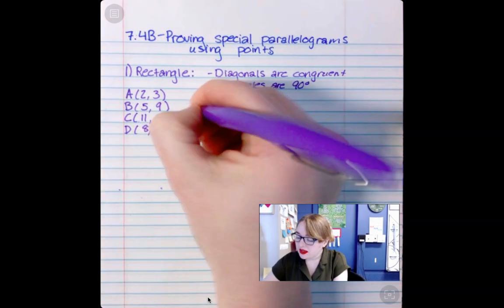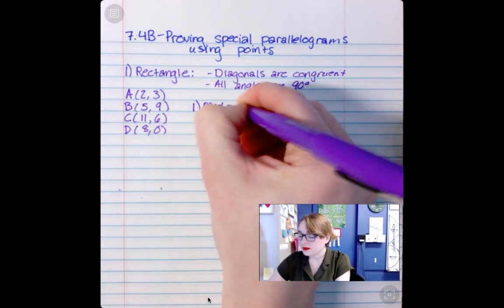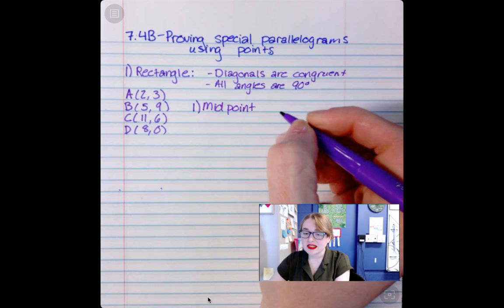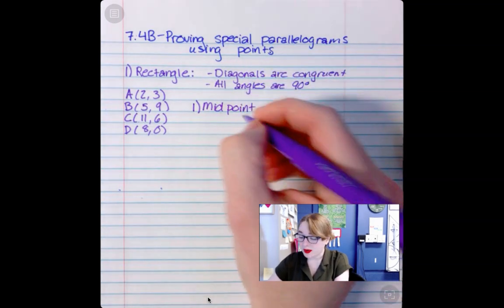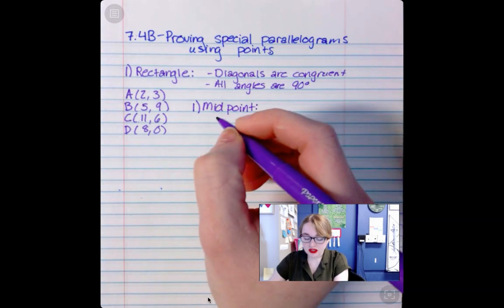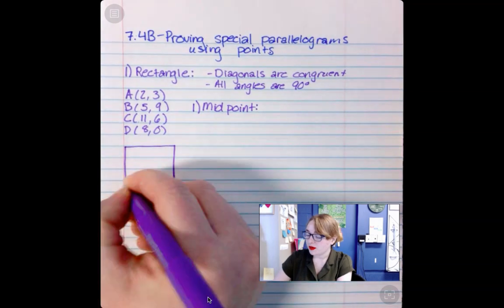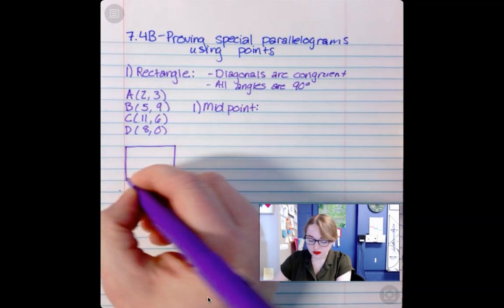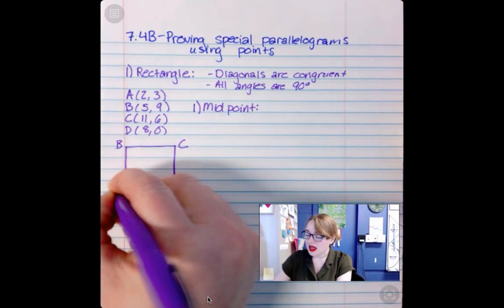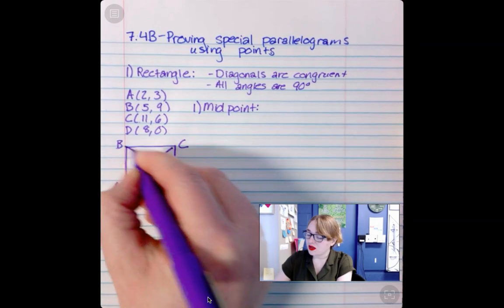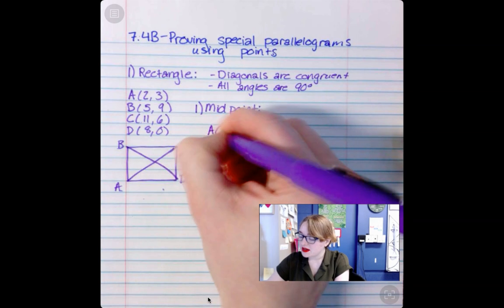Our first thing that we have to do is use the midpoint formula to prove that this is in fact a parallelogram, so that we can further prove that it is a special parallelogram. So we are going to look at the two diagonals, and I already sketched this out, but since we went over points on Monday, I'm just going to give you guys a rough sketch. We have B, C, D, and A. And so we are looking at the diagonals B to D and A to C. Okay, so let's do A to C first.